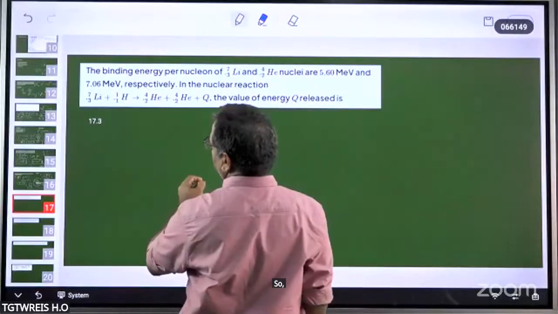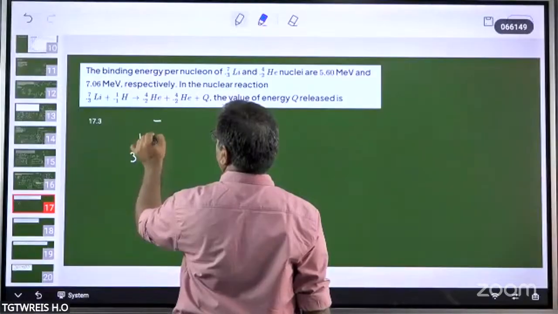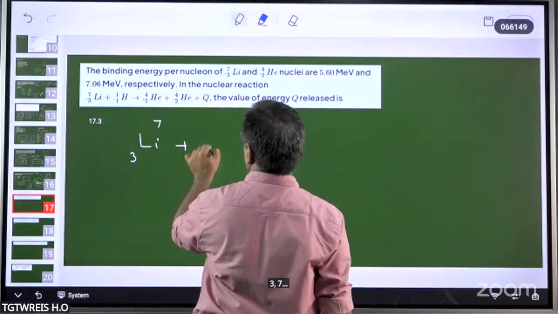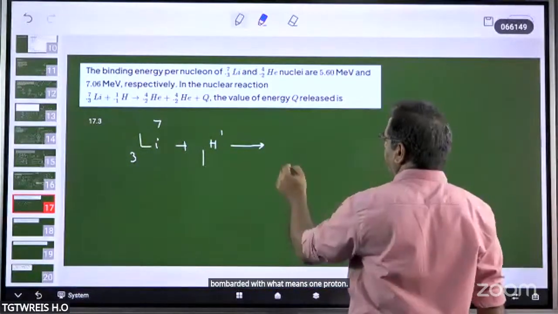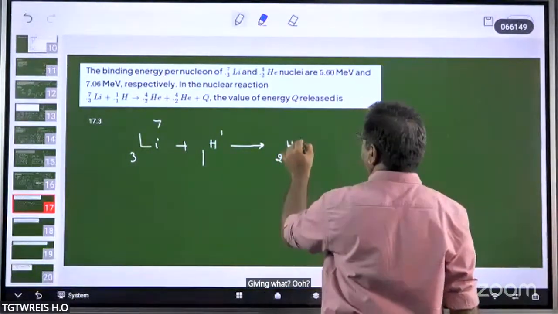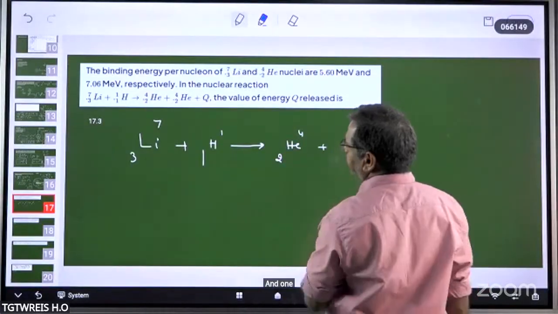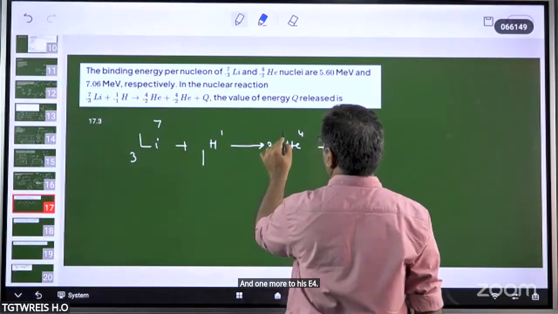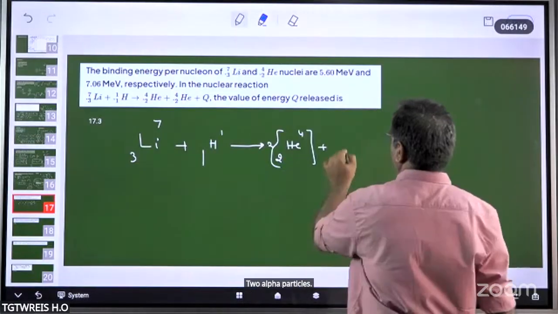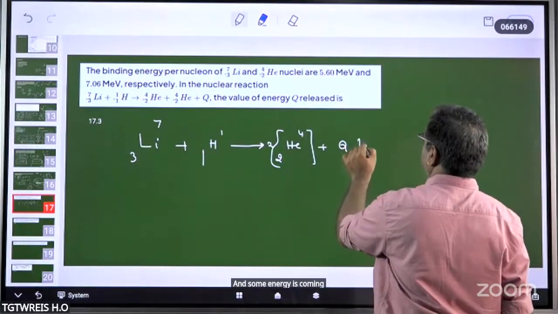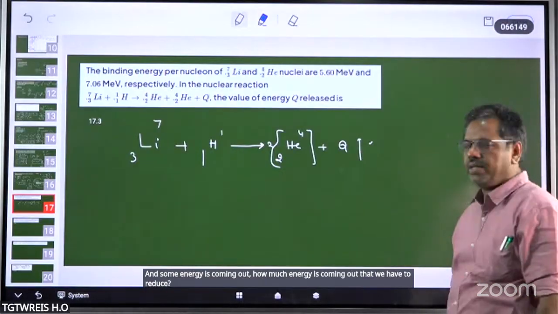So what is the process that took place here? Lithium 3,7 bombarded with 1 proton, giving 2He4 and one more 2He4. I will write like this: 2 alpha particles, and some energy is coming out. How much energy is coming out, that we always have to calculate.